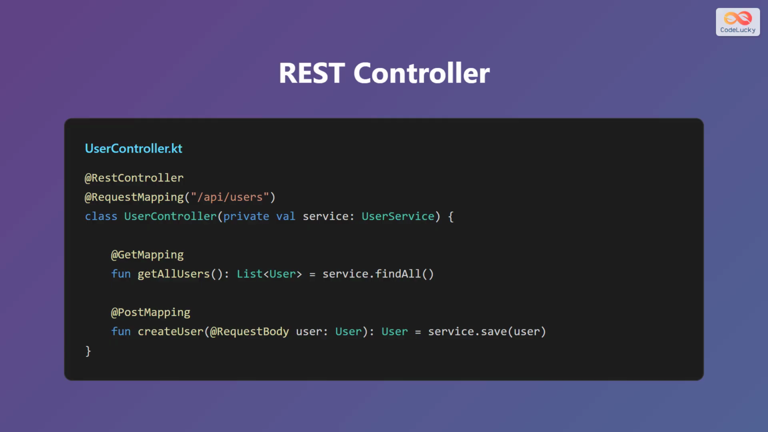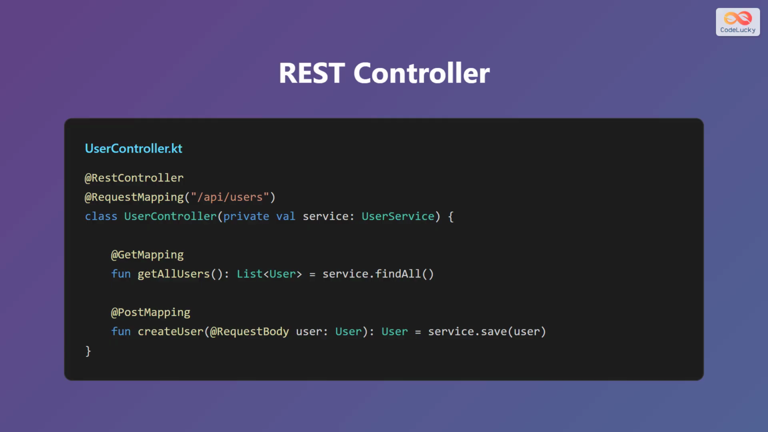Let's create a REST controller to handle HTTP requests. We annotate the class with @RestController, which combines @Controller and @ResponseBody, automatically serializing return values to JSON. We also use @RequestMapping with the path /api/users to define the base URL for all endpoints in this controller.